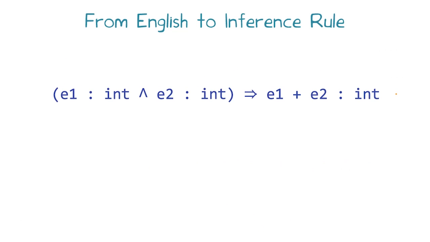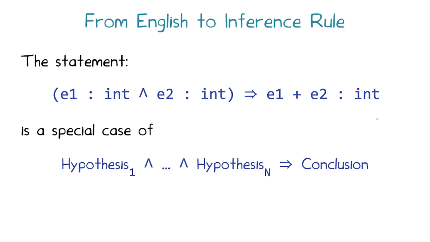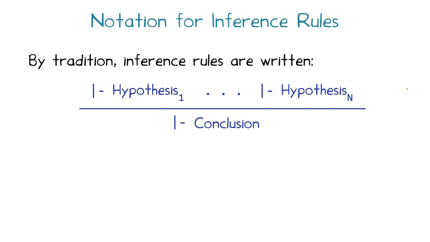E1 has type int and E2 has type int implies E1 plus E2 has type int. Observe that in this formulation of the statement, we have two separate hypotheses which have been conjoined to form a compound hypothesis. Each separate hypothesis must be true in order to guarantee that the conclusion is true. In general, inference rules have the form hypothesis 1 and hypothesis 2 and so forth up to hypothesis n implies conclusion. An inference rule may have an arbitrary but finite number of hypotheses that must be fulfilled to guarantee the conclusion. Traditionally, inference rules are written in the following way.